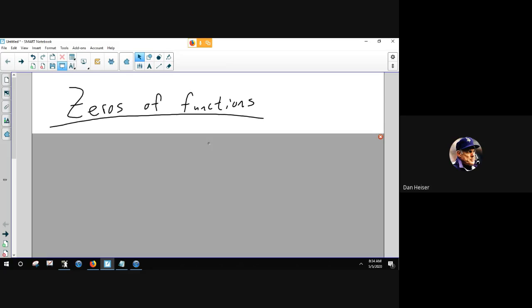Going to look at what we call zeros of a function in this lesson. Zeros is a concept that you've already seen before. You just may not have called it a zero. You may have called them roots, you may have called them solutions, and they are all essentially the same thing with a little subtle difference between each one. So let's start with zero.